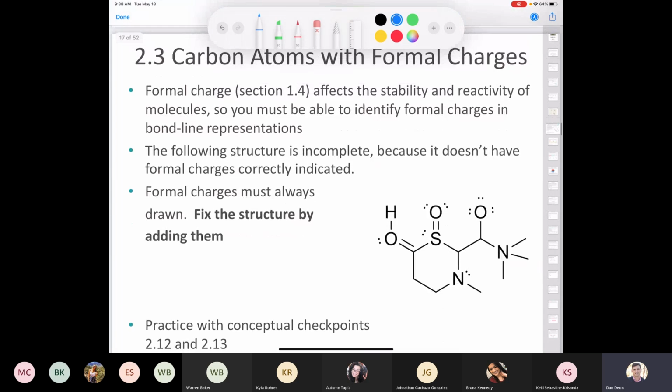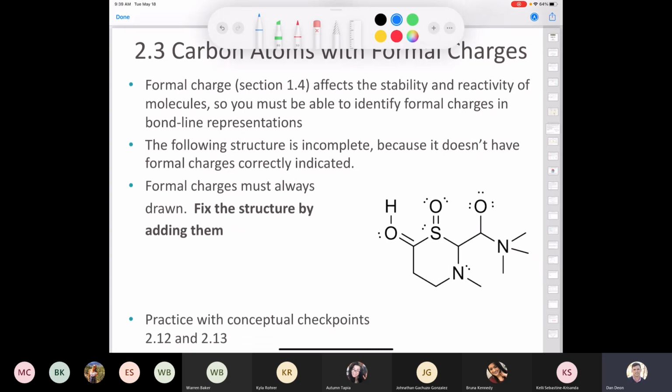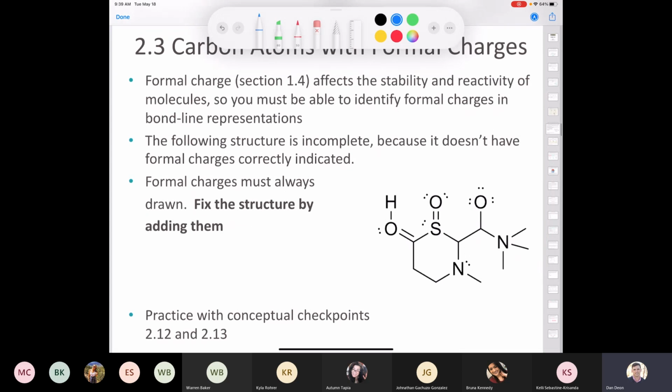So formal charge affects the stability and reactivity of molecules, and so you've got to be quick at identifying formal charges in molecules, because that's the whole point, is that we want to be able to assess the stability and reactivity of molecules as the course progresses. Let's take a look at this molecule that's shown here on the screen, and let's see if we can fix this molecule by including formal charges.